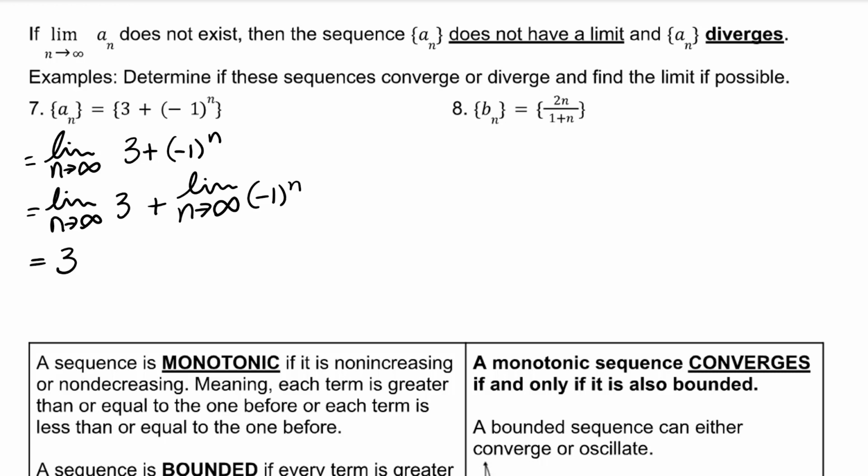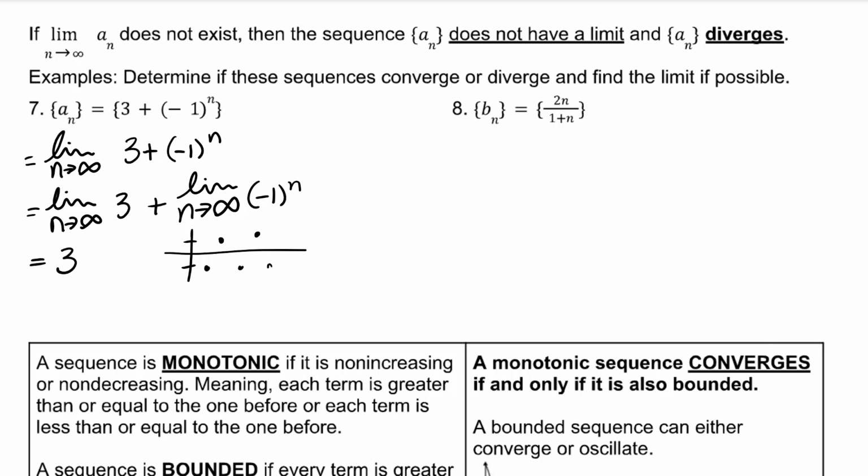The limit of our first term is just 3, the constant. But the limit of negative 1 to the n as n approaches infinity: if you have negative 1 to an odd power, then your result is negative 1. If you have negative 1 to an even power, then your result is positive 1.